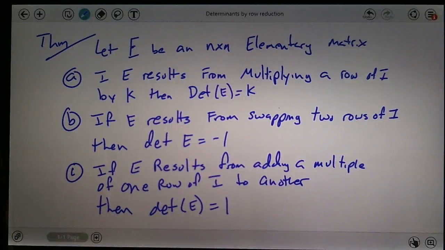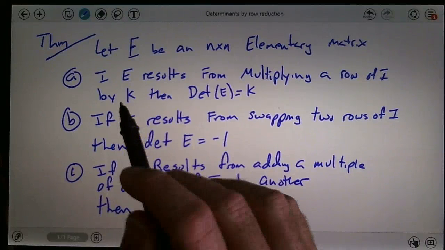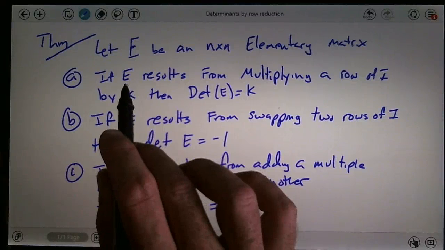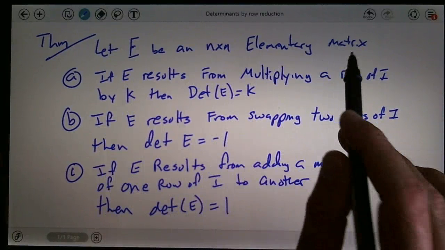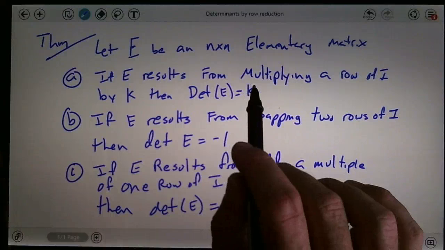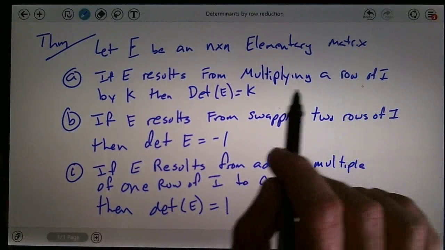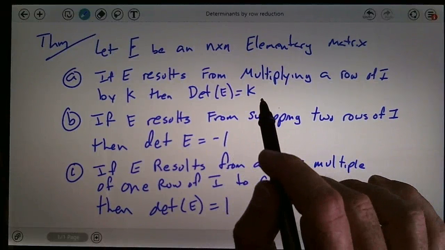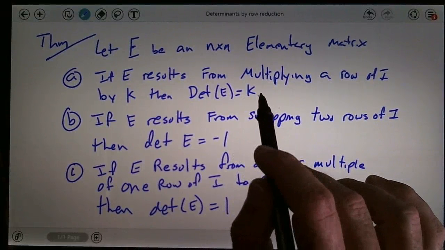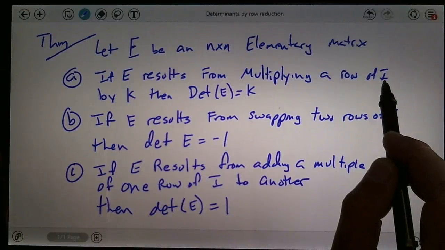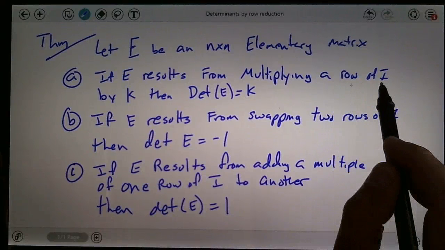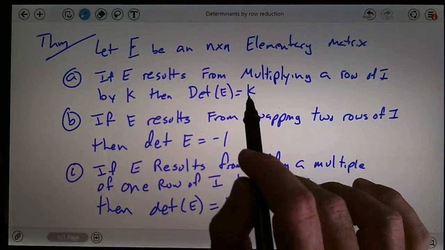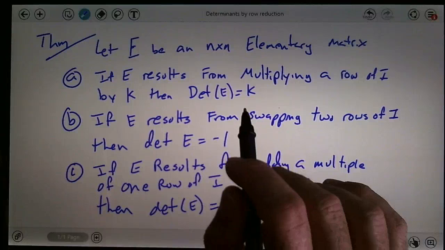So now using that and the theorem we had from the last video, if E is an n by n elementary matrix, if E results from multiplying a row of the identity matrix by k, then the determinant of E is k, right? That's equivalent to the first row operation. Start with a determinant of 1. If you multiply any row of the identity by k, then you're going to multiply the determinant by k. So k times 1 is k.